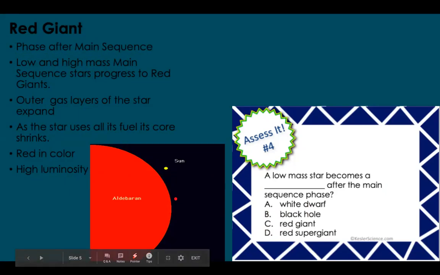All right, this week we're going to move into the Hertzsprung-Russell diagram. I am going to go ahead and post the video to the form so you can hear from me before you go through the lesson of what to expect this week in science.